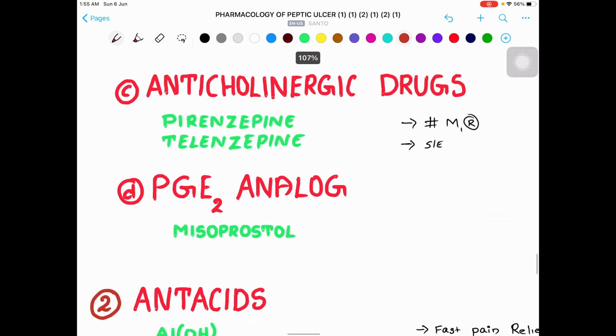Next is anticholinergic drugs. It blocks the M1 receptor, not the M3 receptor. It blocks the M1 receptors present in the enterochromaffin-like cells. It includes pirenzepine and telenzepine. You can identify an anticholinergic drug acting in the stomach when you see "zepine" at the end of these drugs. The side effects are the usual ones like dry mouth, blurred vision, tachycardia, etc.